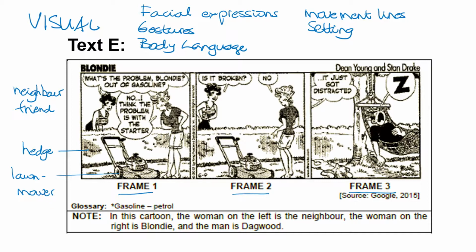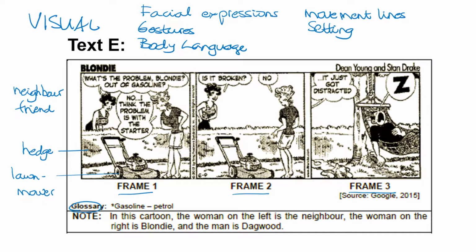Now let's take a look at what is being said. You also note there's a glossary explaining the word gasoline, which is petrol. That should suggest that this is an American cartoon because of the language used there. So let's read. It says, "What's the problem, Blondie? Out of gasoline?" "No, I think the problem is the starter." Then we go to the second frame. "Is it broken?" "No, it's just got distracted." And then you see the image.